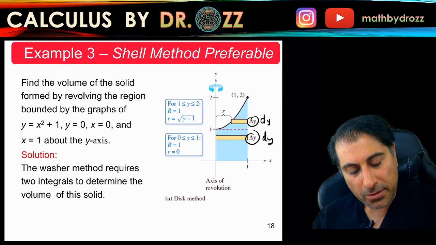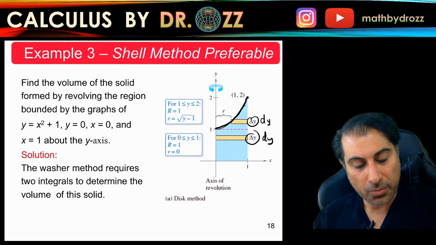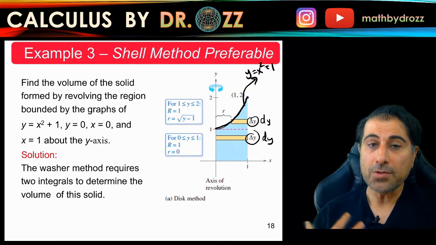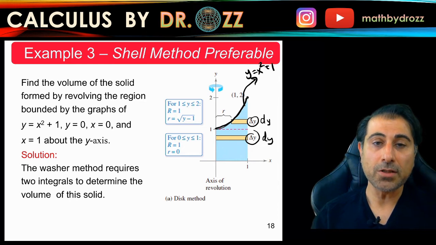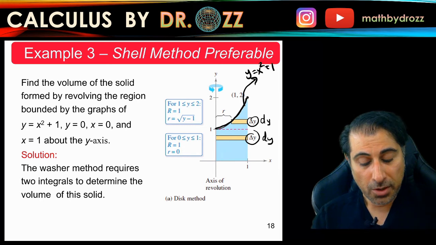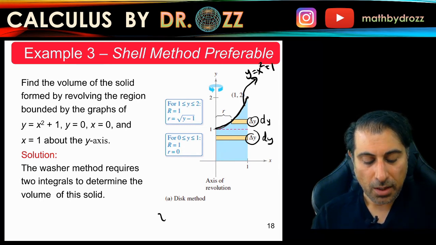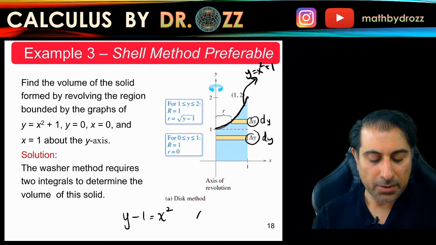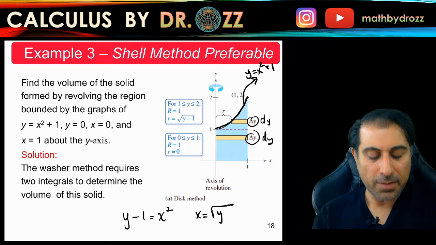And this curve here is y equals x squared plus 1. Since everything is going to be written in terms of y, you need to have the x equals f of y representation of the curve. So essentially we solve this for x, and x becomes the square root of y minus 1.